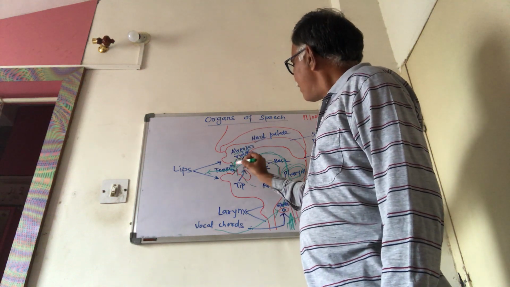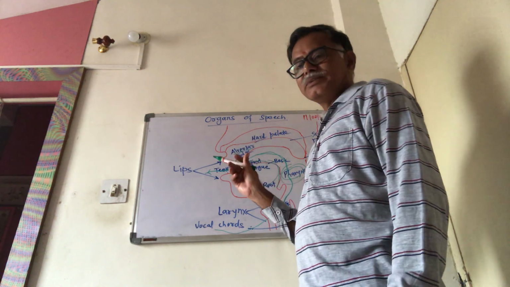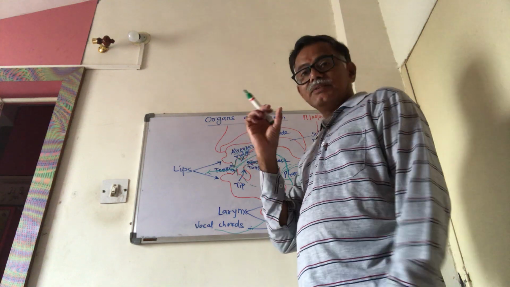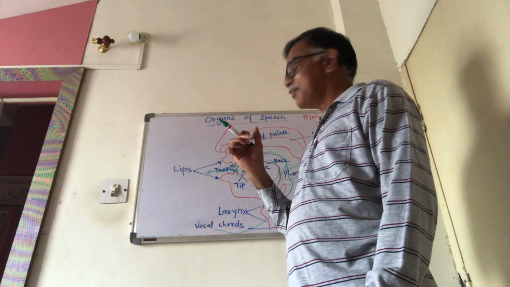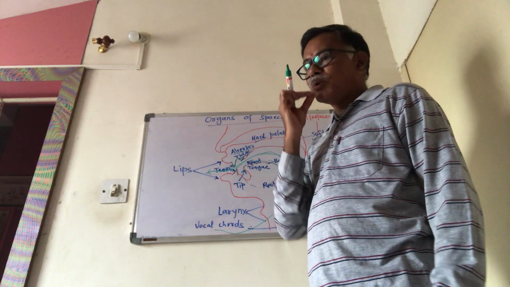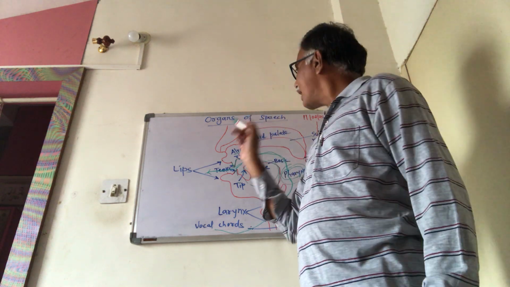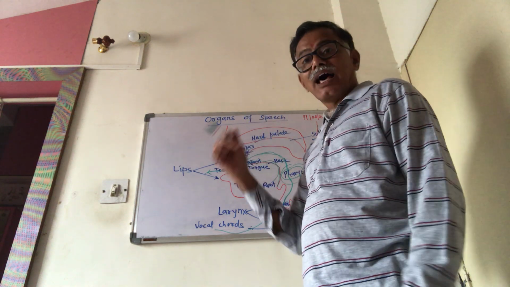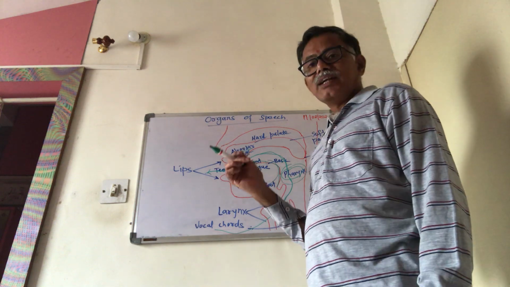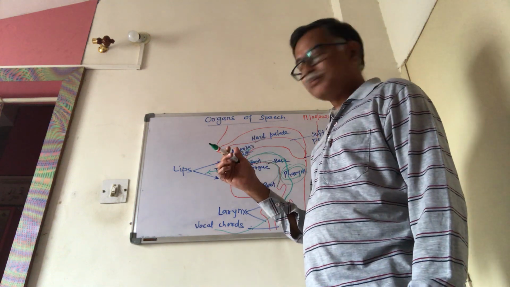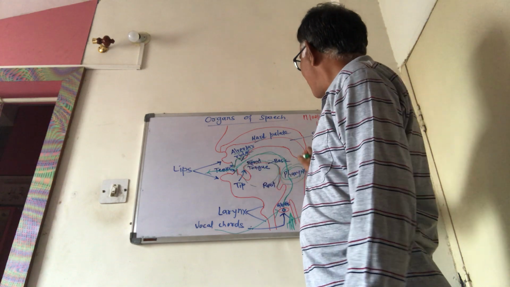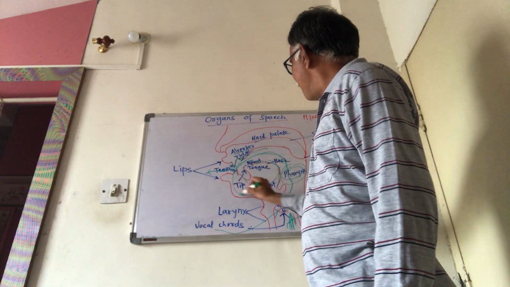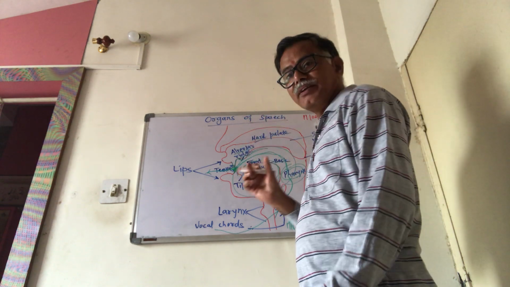Then we have the upper lip as well as the lower lip. Sometimes lips play a major role in producing the sound. They either close or open. Sometimes the upper teeth function in articulating some sound. Sometimes the lower teeth function in articulating some sound. Okay, so this is the area which we call the mouth cavity. This is the mouth cavity.